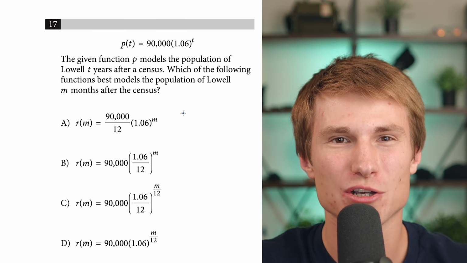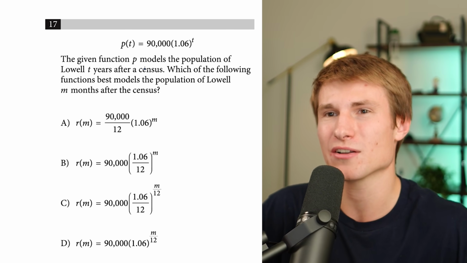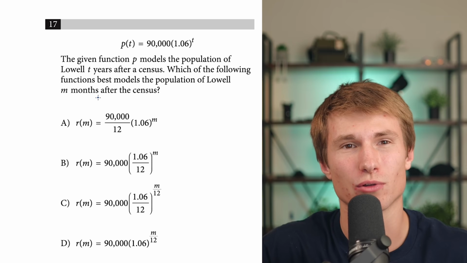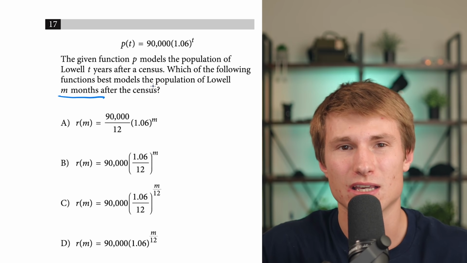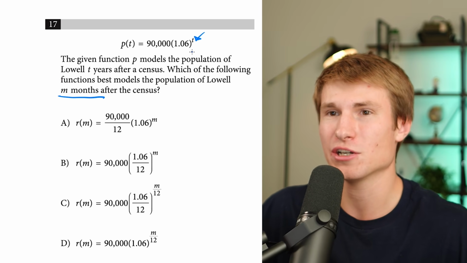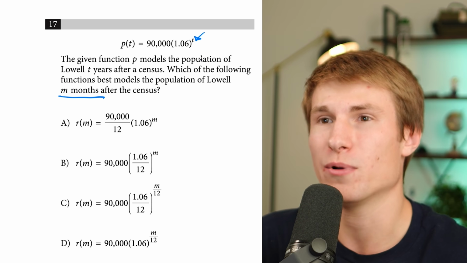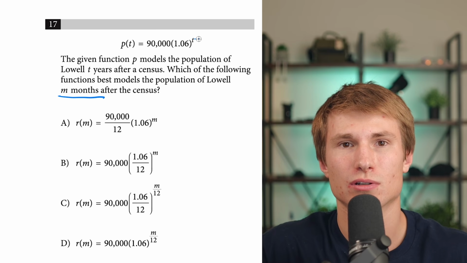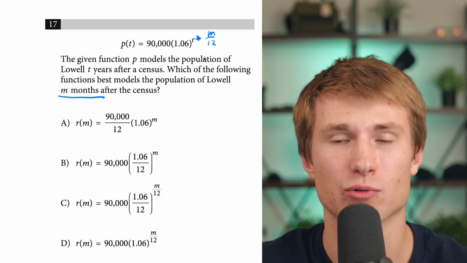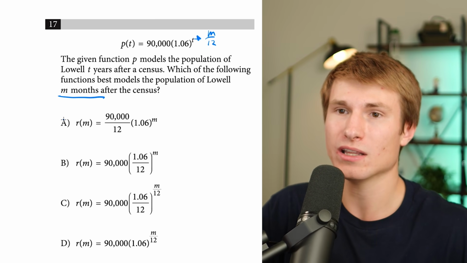Here's how to answer this question about population growth on the SAT math section. Question 17 states the given function P models the population of Lowell T years after a census. Which of the following functions best models the population of Lowell M months after the census? The key thing to understand here is that this equation up here, P of T, is representing the population T years after the census. But we have to convert this into months after the census. So to do that, that T needs to turn into an M over 12. That way, at 12 months, we have 12 over 12, which is 1 year, which would be the same as T being 1 year. So we can go ahead and get rid of A and B.